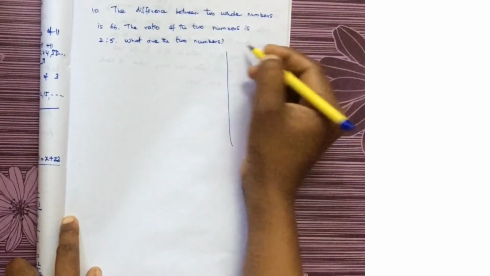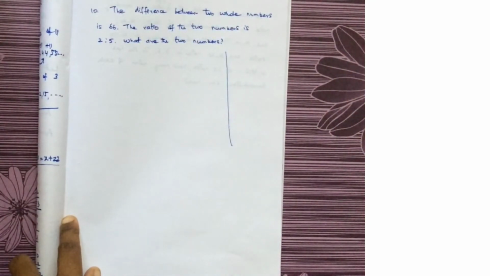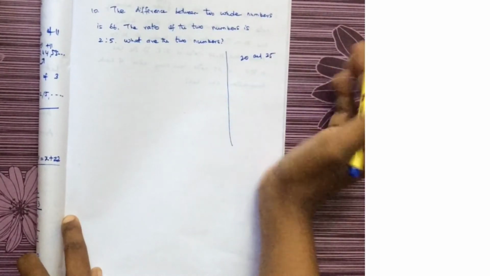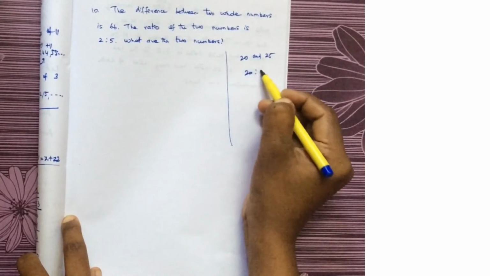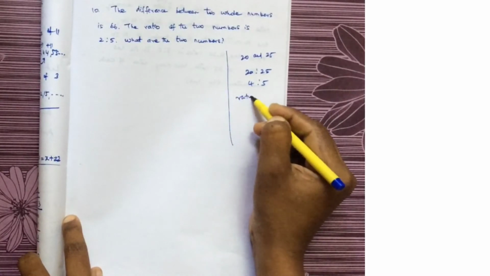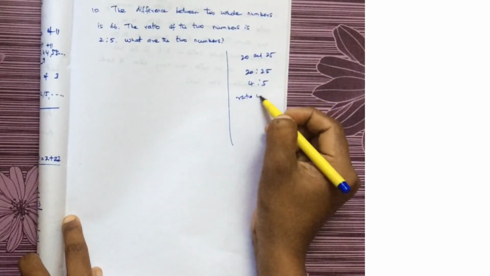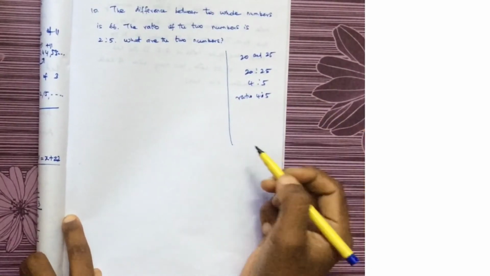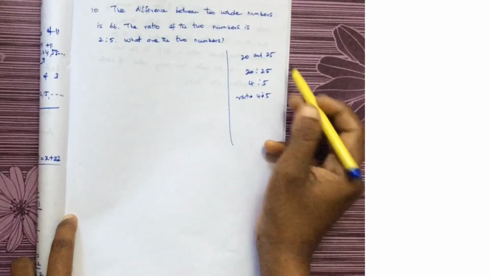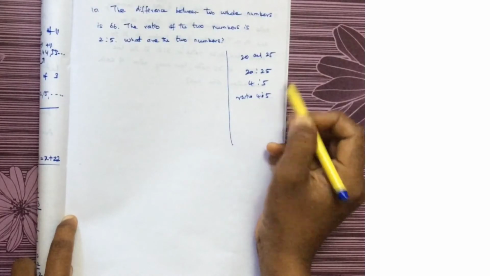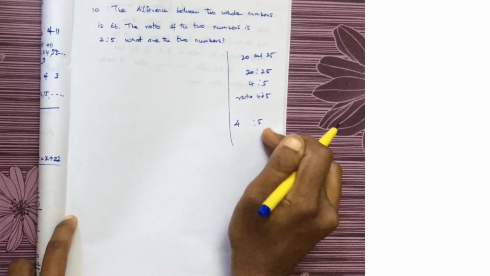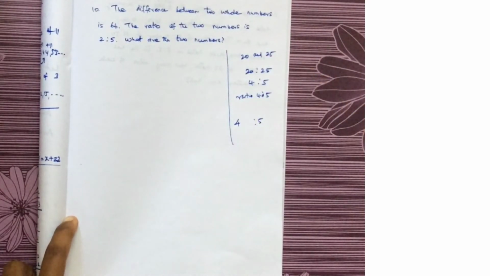So first you should understand what the word ratio means. Suppose I have 20 and 25. What is the ratio of that? 5 4s are 20, 5 5s are 25. So here the ratio of 20 and 25 is 4:5. Now if I want to get the original numbers from this ratio, that is from 4 and 5, I want to get 20 and 25. From 4 and 5, I want to get 20 and 25. So what should I do? I should multiply it by 5.